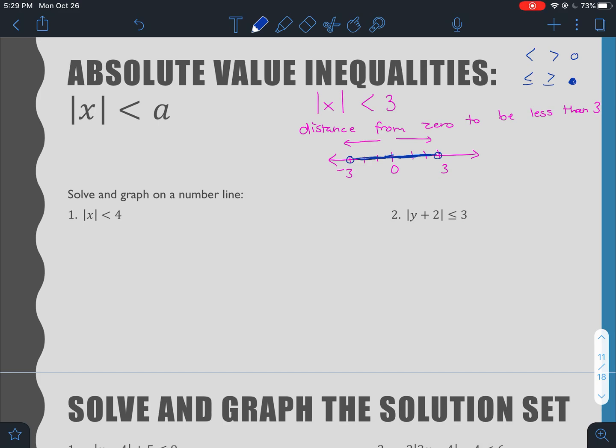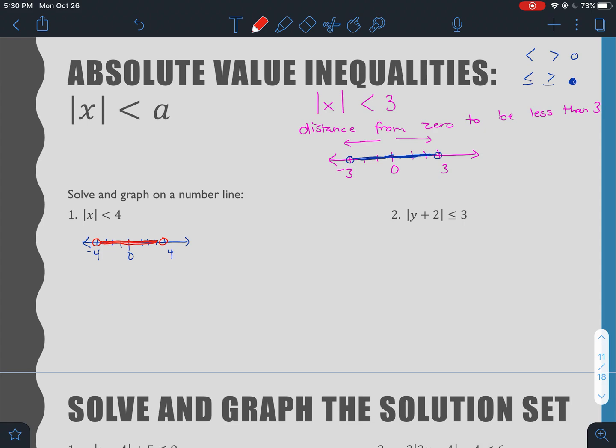So on the next one, we have solve and graph on a number line. The absolute value of x is less than 4. So I'm less than 4 away from 0 on the number line. So I would first, 1, 2, 3, 4, that's exactly 4 away from 0, and 1, 2, 3, 4, that's negative 4 away from 0. I want the numbers that are less than a distance of 4. So the numbers that are less than 4 away from 0 are the numbers in between negative 4 and positive 4.